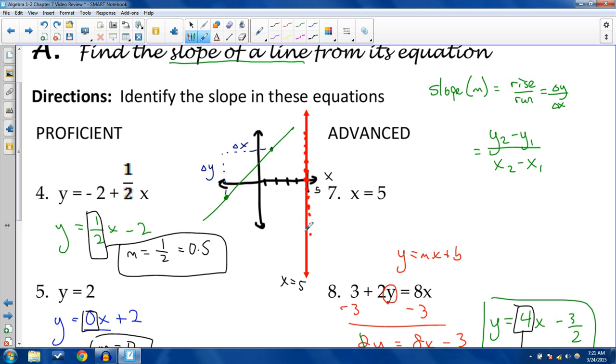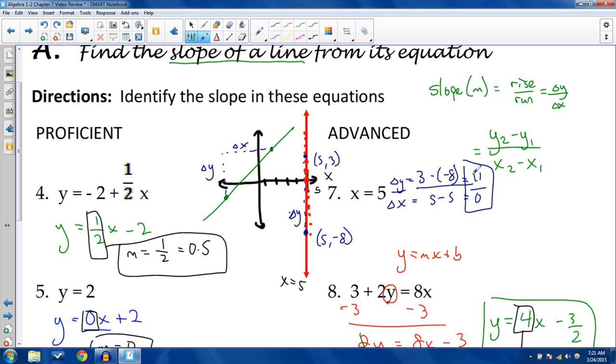When I do a vertical line, maybe I take 2 points, maybe this one and this one. And I calculate my change in y. It goes up that much. But what's my change in x? Do I run at all? And the answer is no. I don't run at all. My change in x is 0. In other words, let's say this point is (5, negative 8) and this point is (5, 3). My change in y will be 3 minus negative 8, which is 3 plus 8, which is 11. My change in x will be 5 minus 5, which is 0.